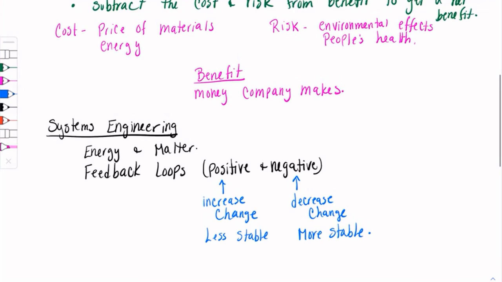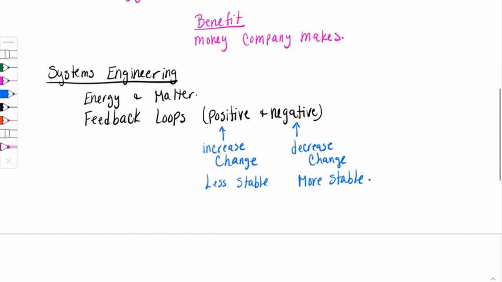So systems engineering focuses on making all the subsystems work together. Whereas other types of engineering work on designs of smaller parts or subsystems of larger systems. That's what the definition is. You just need to know that systems engineering has to do with the relationship between energy and matter and this idea of feedback loops.